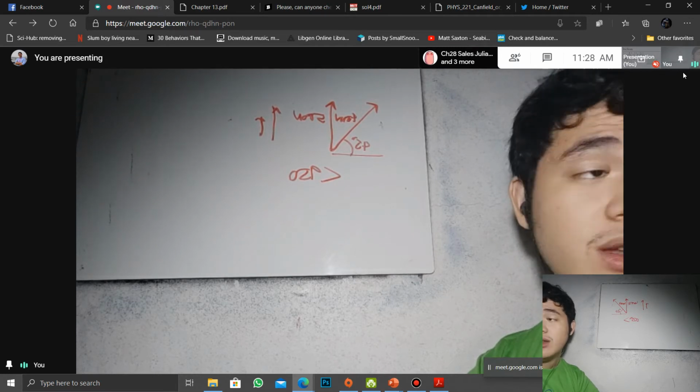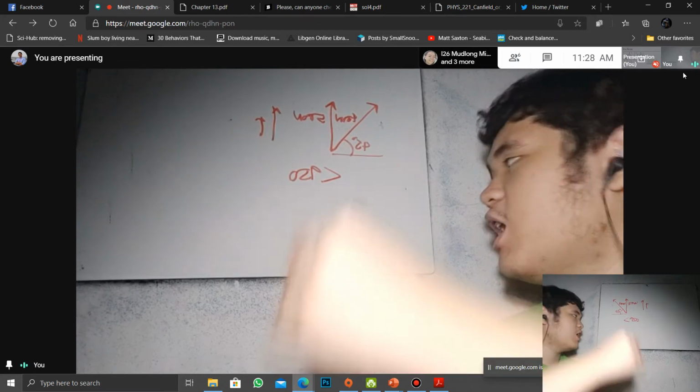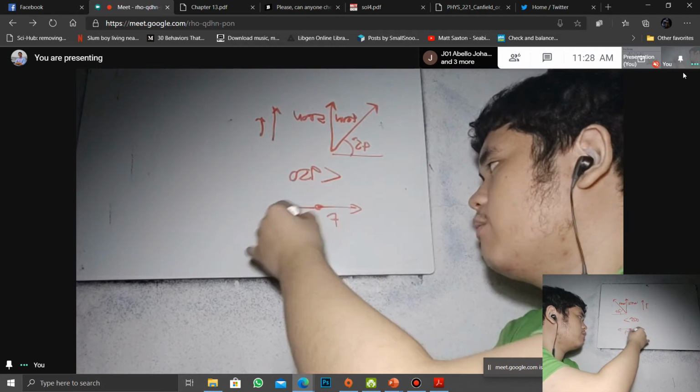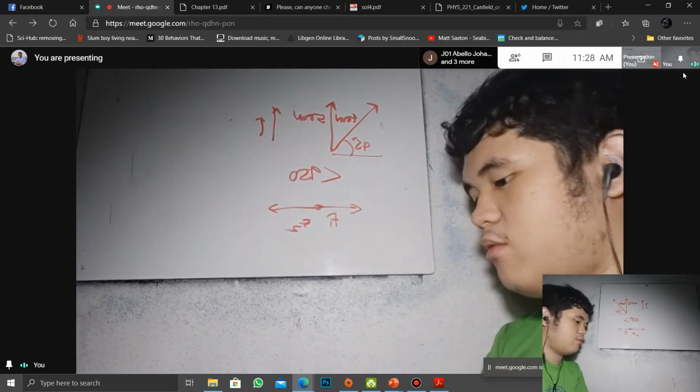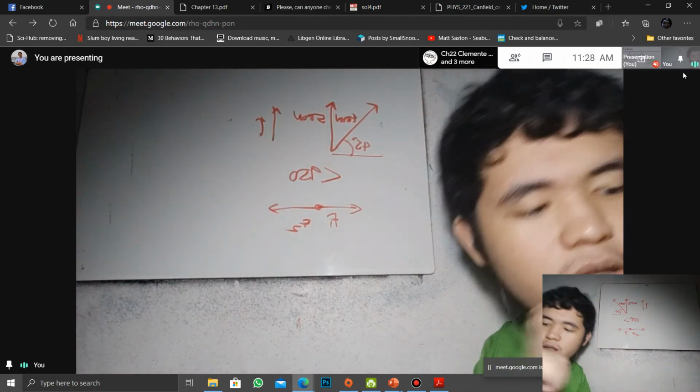Yung situation 2 kasi, pag tinignan nyo, equal na agad siya, isa dito, isa dito. Yun na agad, no? Walang reservations or some other thing. Ayan, that's for number 13 and 14.